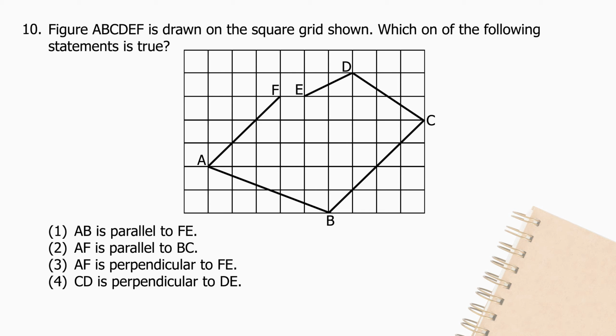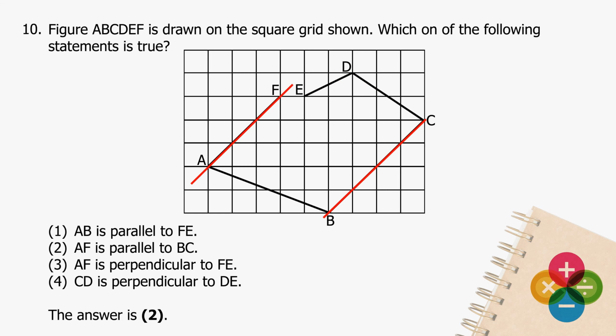Question 10. Figure ABCDEF is drawn on the square grid shown. Which one of the following statements is true? From the figure, we can see that AB is not parallel to FE. A. AF is parallel to BC. B. AF is not perpendicular to FE. C. CD is not perpendicular to DE. The statement AF is parallel to BC is true. The answer is 2.